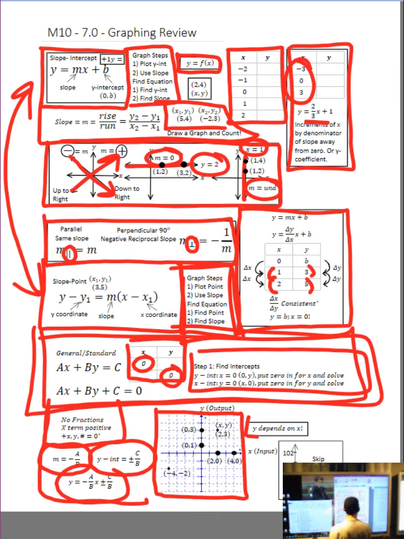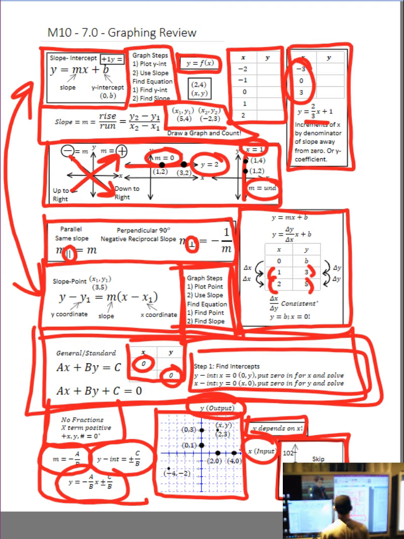We know that y is depending on x, and y is the output when x is the input, like putting gas into the car, the input, getting an output of y, how far you can go. And a little reminder: if you want to skip increments on the graph, put in a little squiggly on the x or a little squiggly on the y.